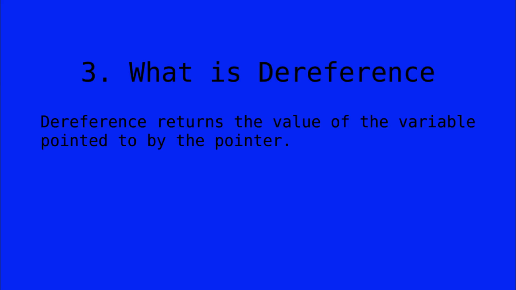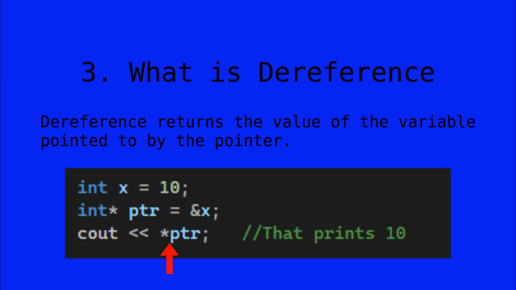So the third thing that we need to learn: what is dereference? Dereference returns the value of the variable pointed to by the pointer. Dereference is used like this.